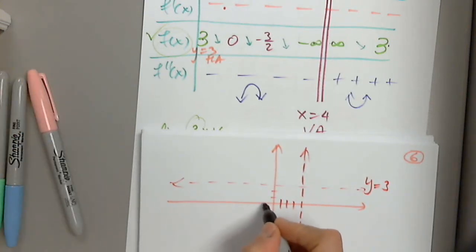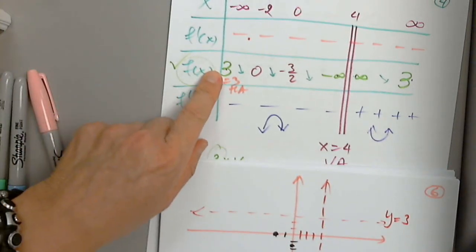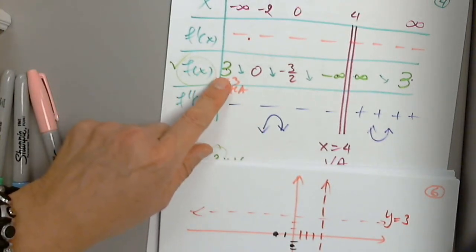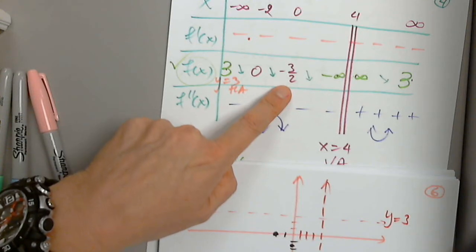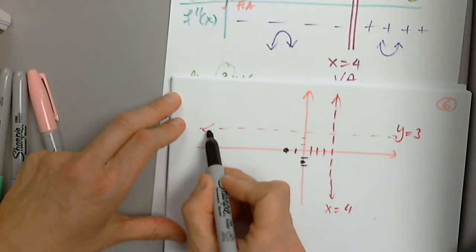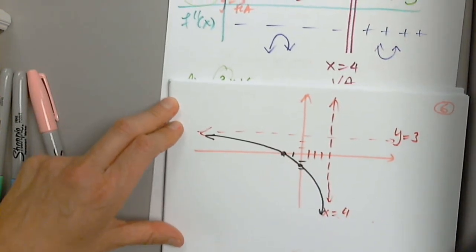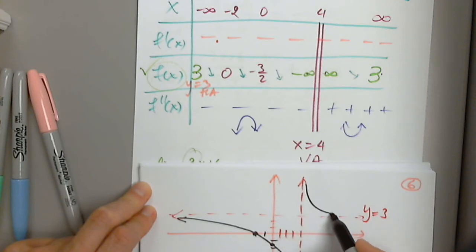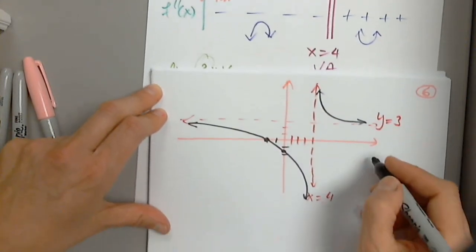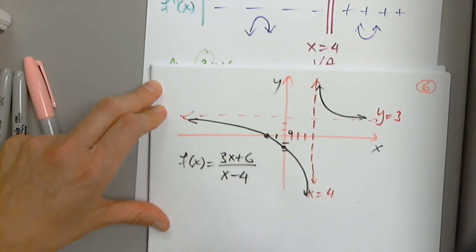I plot negative 2, 0. I plot 0, negative 3 halves. And the function says it's decreasing, opening down from 3, crossing at negative 2, 0, crossing at 0, negative 3 halves, and going to negative infinity. So that's what it is. Opening down. Is this clear? On the right-hand side, it's opening up, still decreasing from infinity down to 3. So this is the graph of f of x equals 3x plus 6 over x minus 4.